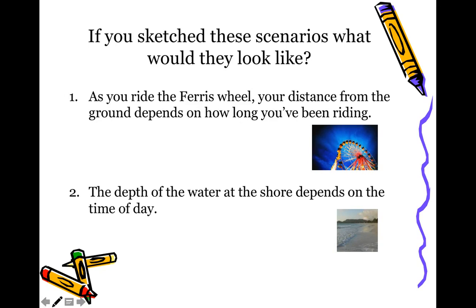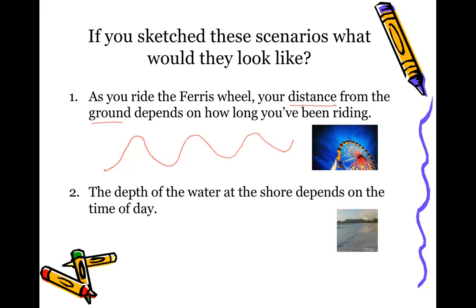If I gave you these two scenarios and I asked you to sketch them, think about what they would look like. As you ride a Ferris wheel, your distance from the ground depends on how long you've been riding, right? So maybe you start this far above the ground and then it's going up. And then you get to the top and you're going to come back down. And then it gets back to that lowest point, goes back up and down and up and down, right? And that just keeps repeating.